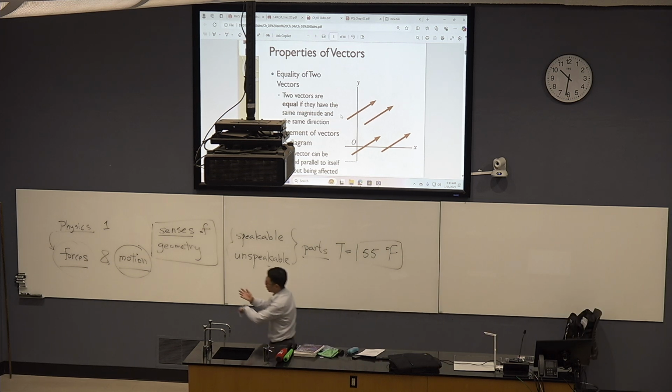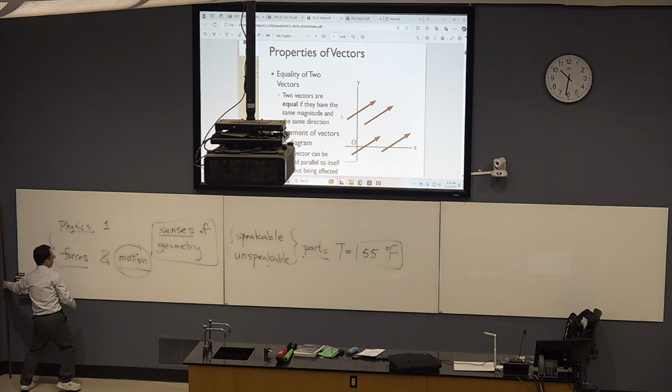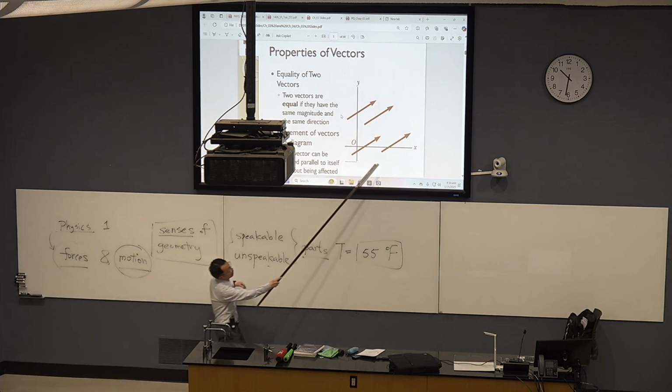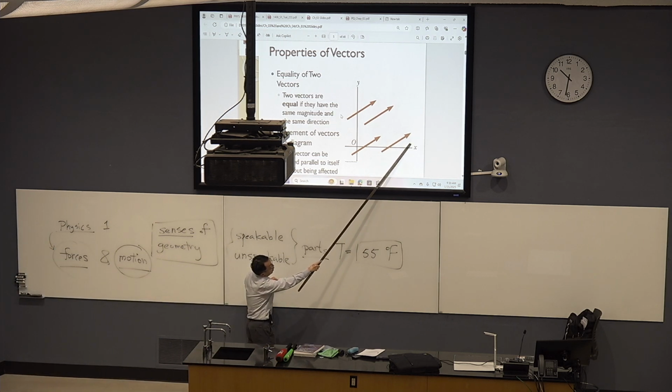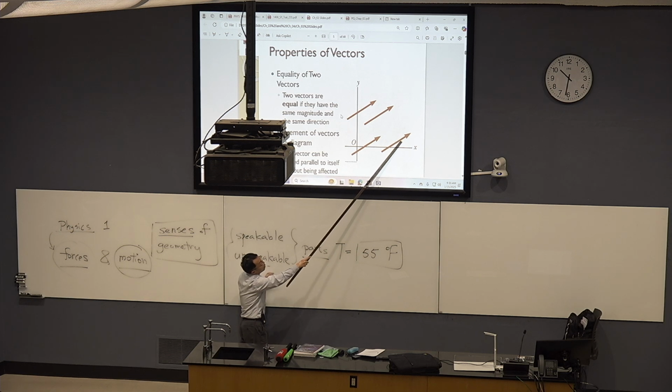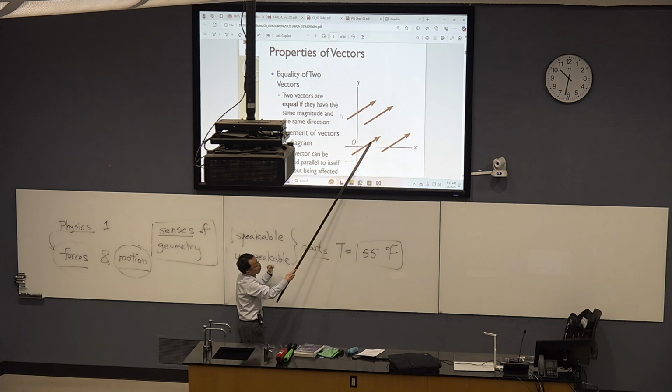What they mean is as follows. When you define a vector, say I define a vector here. Suppose I define a vector here, and now I would like to make this vector well defined. I claim that if I parallelly shift this vector to another location in space, it will still be the same vector as long as it preserves its magnitude and direction. Okay?